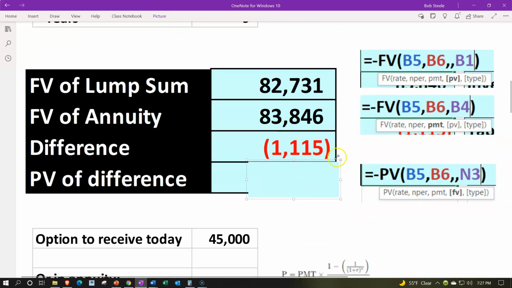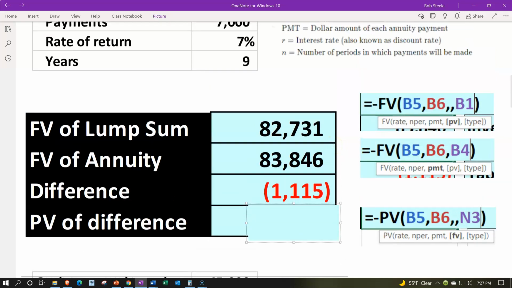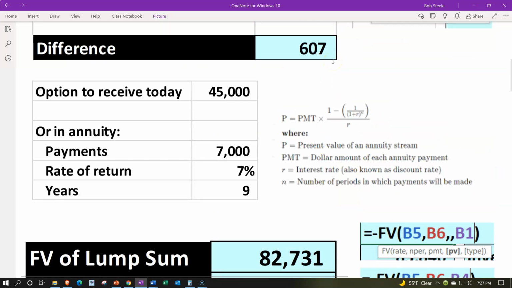Note that this difference that we got to is now kind of a lump sum that we're estimating in future value terms, which is 9 years out from today. So if I was to present value that number back to the present value, then I should get to this present value difference once again of the 607.